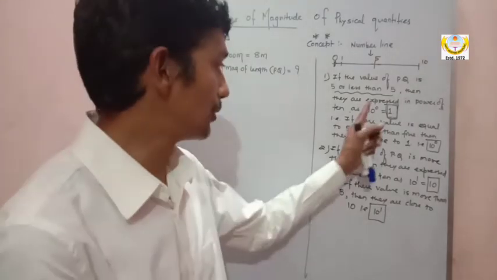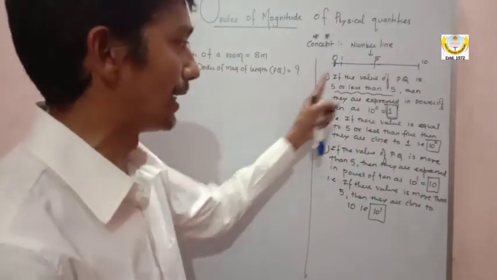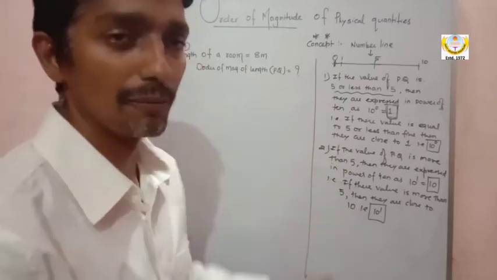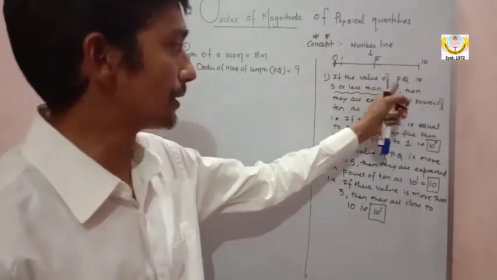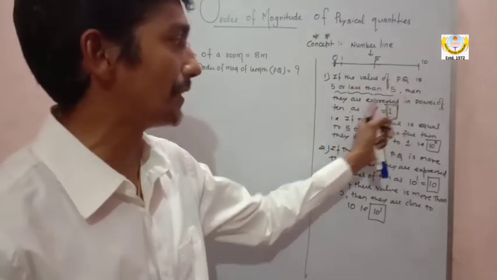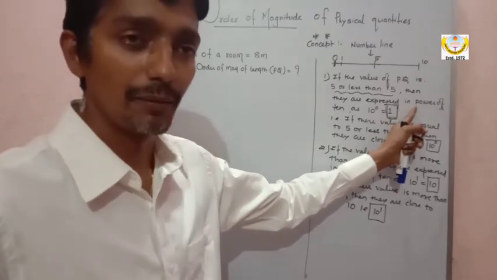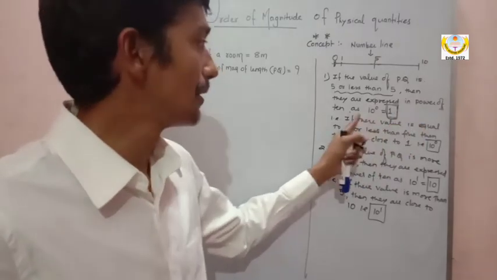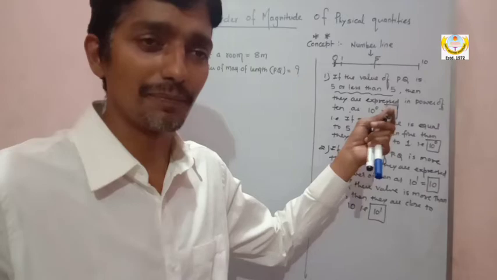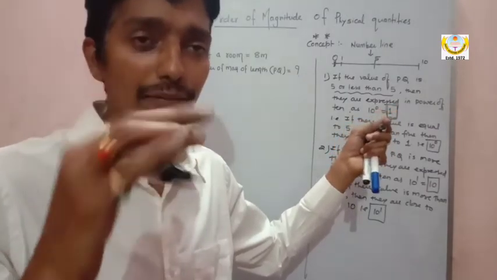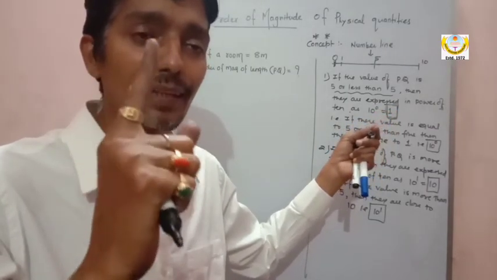Please, I will show you in my example when I do it. Right now I have written: if the value of a physical quantity is 5 or less than 5, then it is expressed in power of 10. Because the value can be anything, and I told you in my topic that any answer in physics is kept in one digit.